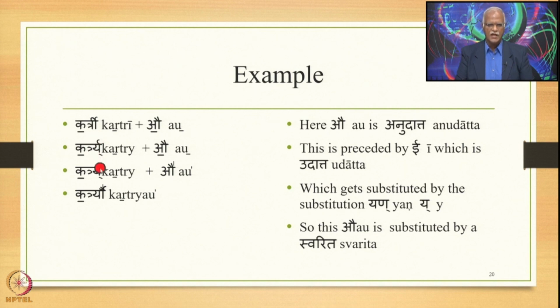Now this e gets substituted by the substitution yan, in this case it is ya, and so now this au is substituted by a swarita. This is how it is shown with the vertical bar on top. So we have kartryau with a swarita on top of au.